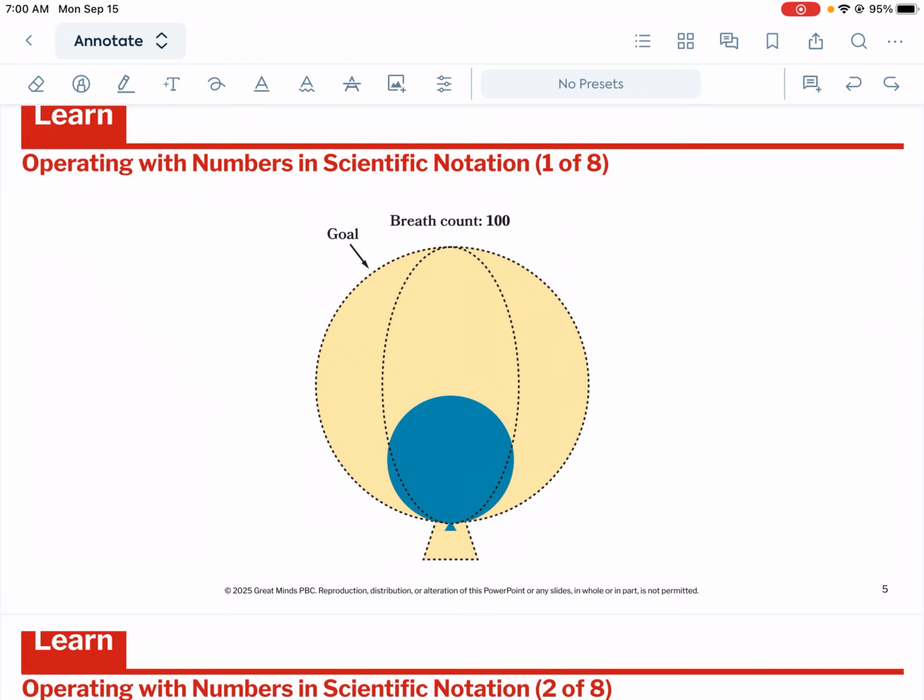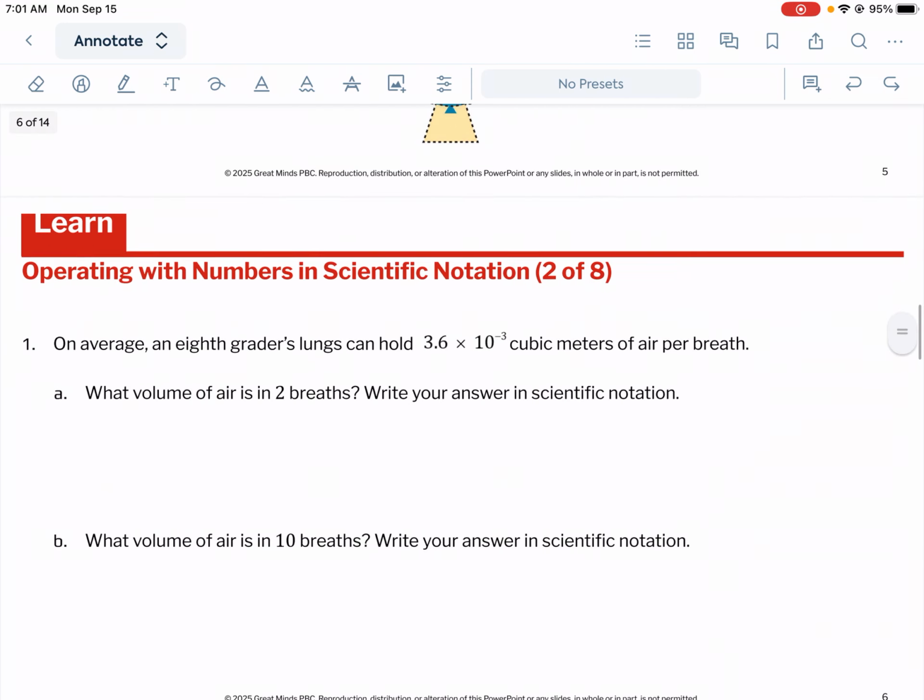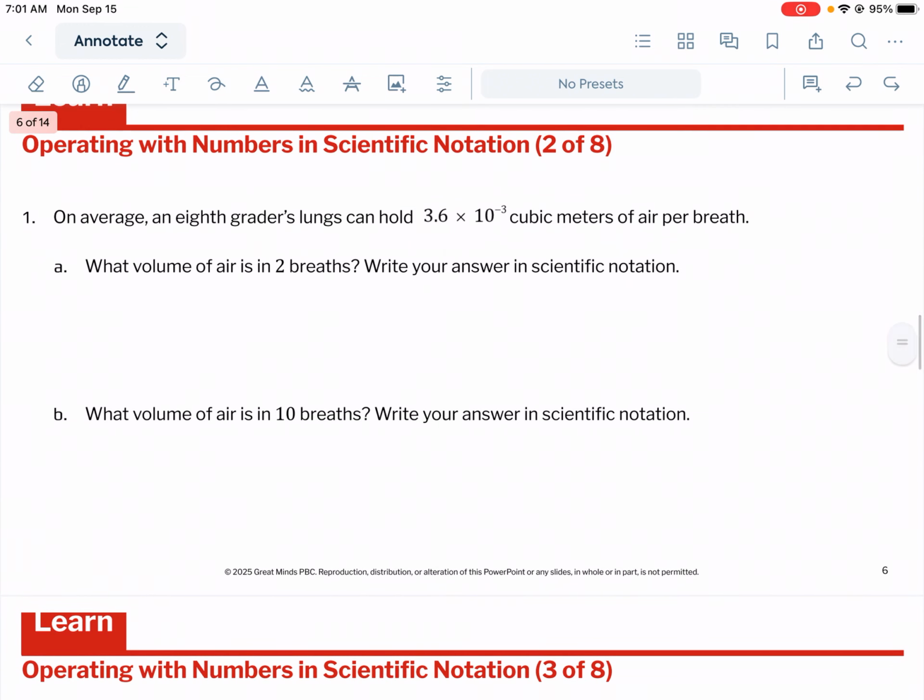In our lesson first, operating with numbers in scientific notation, you can see we have a little balloon here. That's what's in the blue. The yellow is the preferred size of the balloon that we might be trying to get to in this particular example. And then we have a hypothetical breath count of 100. So you might have to breathe into the balloon 100 times to blow it up all the way, hypothetically speaking. For number 1, make sure you write this down, because from my understanding, all of your notes today, yet again, you're going to have to write them yourself. There's nothing pre-written for you, so take really good notes.